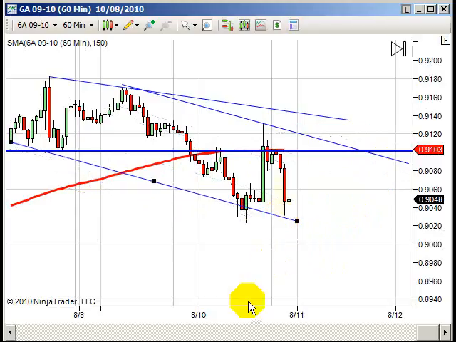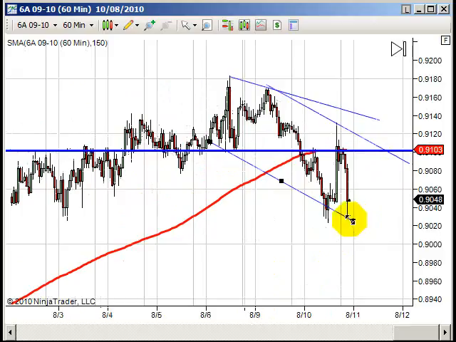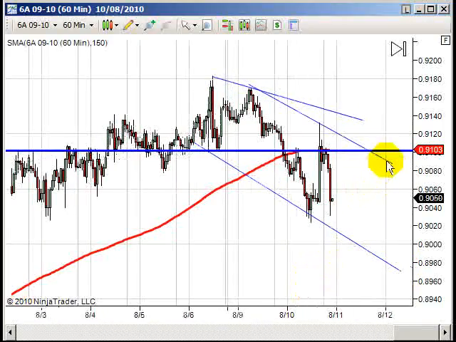As we can see, if I squeeze it in a bit more, that actually looks like a bit of a channel forming there, a nice channel forming through there. So overall Australian dollar looks very weak.